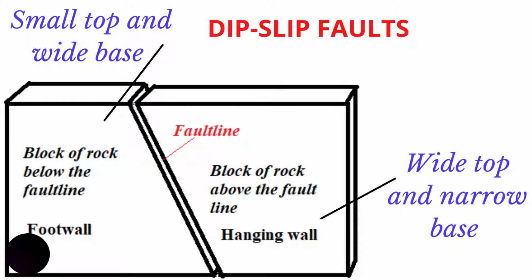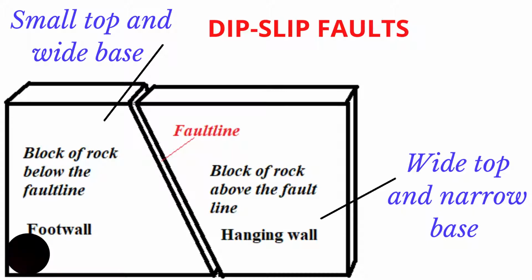So let's first talk about the dip slip faults. Now, we will have dip slip faults when the fault itself is slanted, as this diagram is showing. When the fault or the fracture is slanted, it creates two different types of blocks, and it's very important that you know these blocks. So we have the footwall and we have the hanging wall. The footwall is defined as the block of rock below the fault line, and the hanging wall is defined as the block of rock above the fault line.